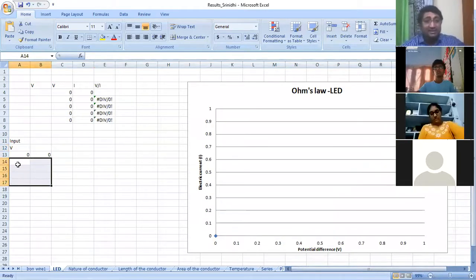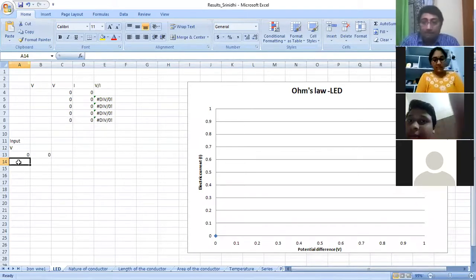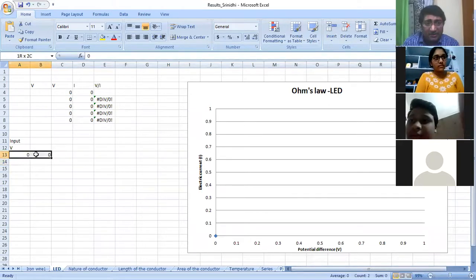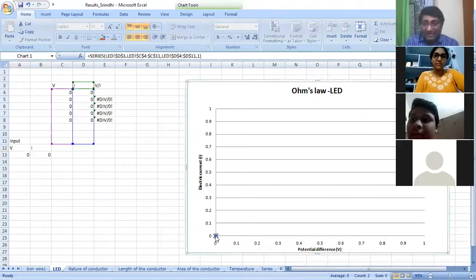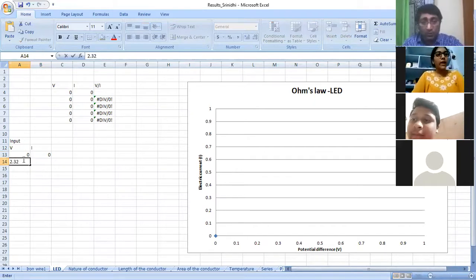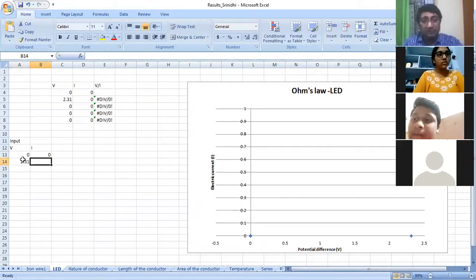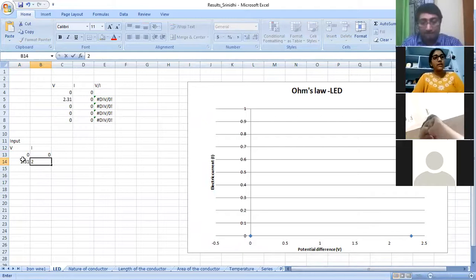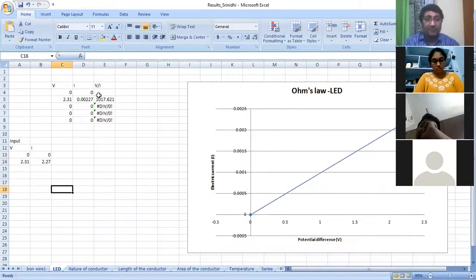First, your name, first result, who is it? Niyati. Okay, yes, Niyati, go on. 2.31 volts. So by the way, our first results are always 0, 0. Without battery, no potential difference, no current. That is the origin point that you're seeing on the graph. Now our second result: 2.31 volts. And what was the current? 2.27 milliamperes.